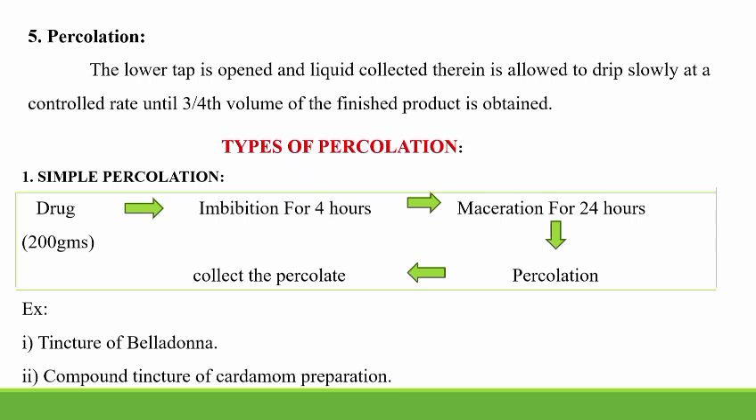These are the five steps involved in the percolation process. First is size reduction, next is imbibition, next is packing, next is maceration, and then percolation.